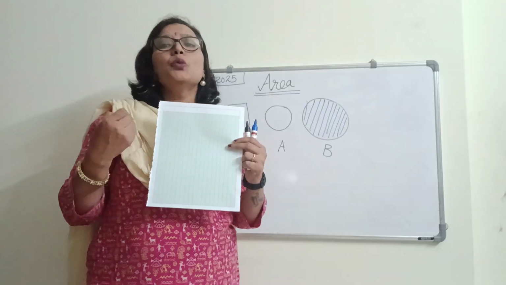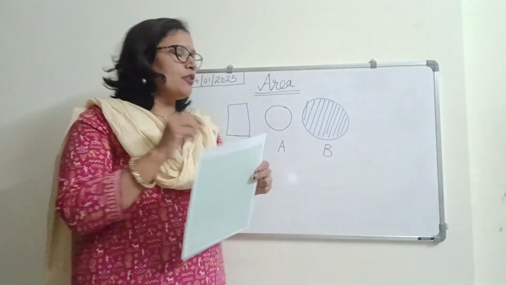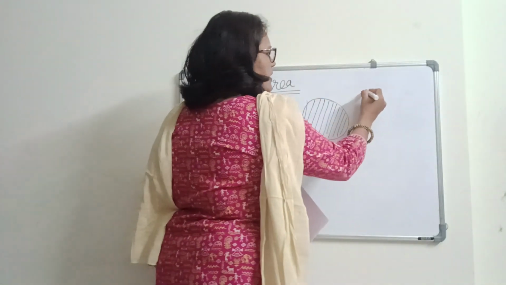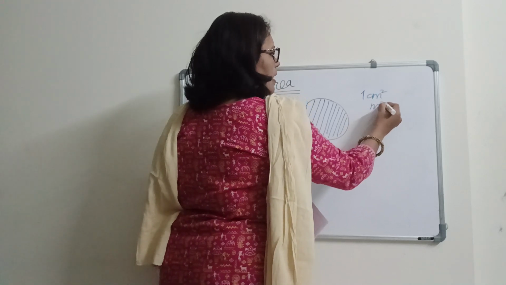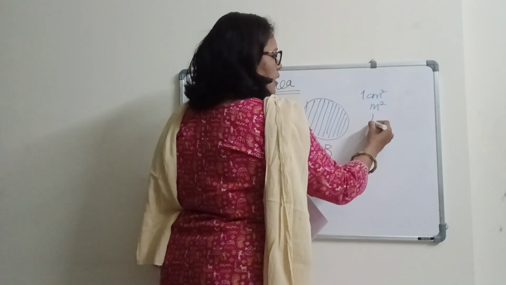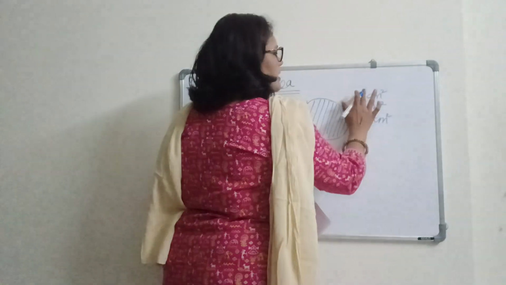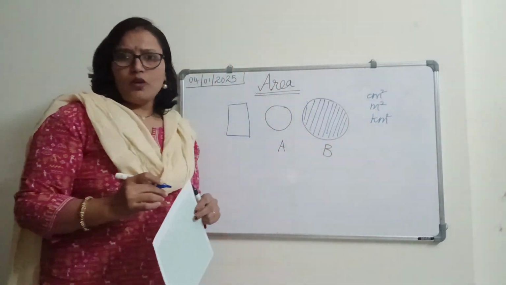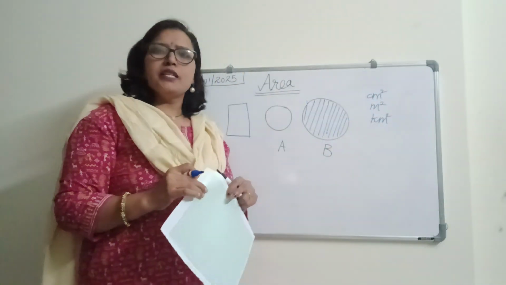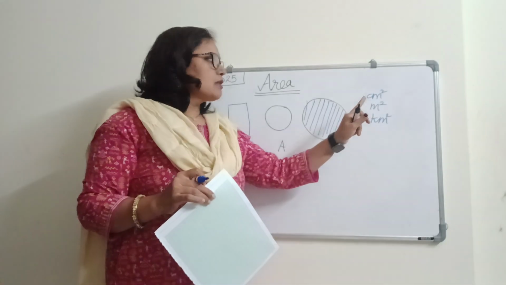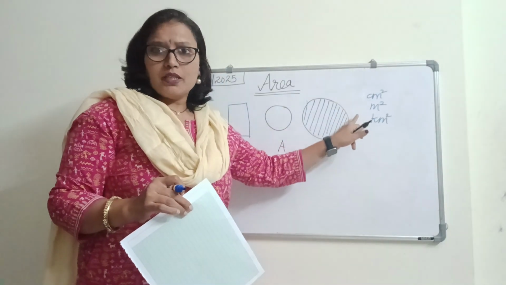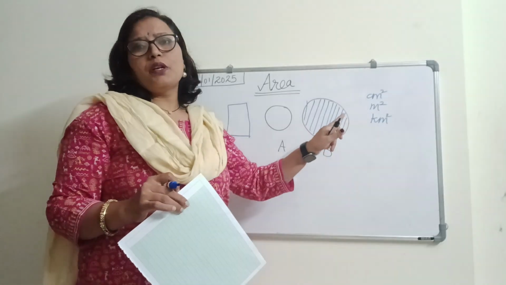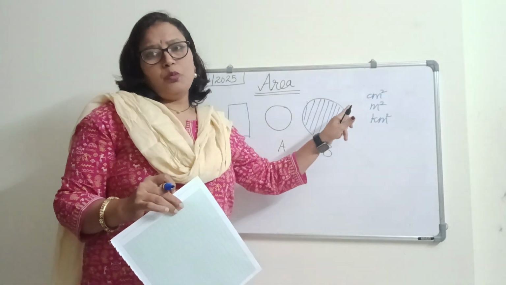So what is the unit of area? The unit of area is 1 centimeter square, meter square, or kilometer square. These are the units of area. So area is measured in centimeter square, meter square, kilometer square, and millimeter square. These are some important units of area to measure.